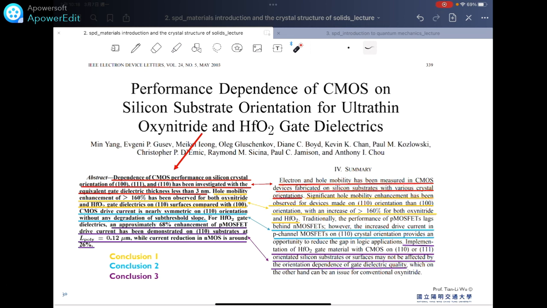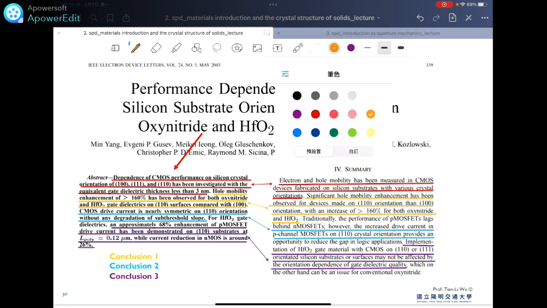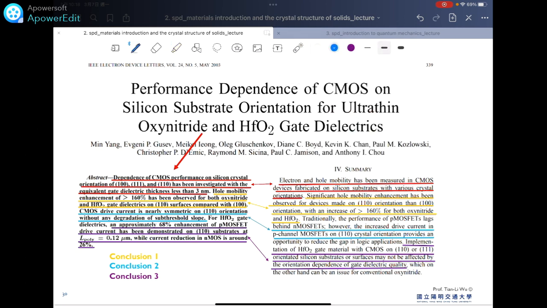If you look at the summary, it's still the same. Electron mobility has been measured in CMOS devices on silicon substrates with different crystal orientations. So the same keywords always come out. You can see this one is crystal orientation, this is also the crystal orientation, and this is orientation. So basically what they talk about is almost the same thing. You have a CMOS, you have a CMOS, you have a CMOS.